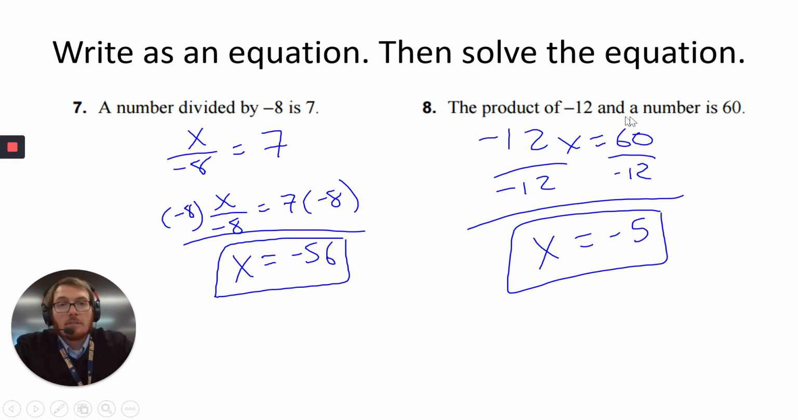The next one, the product of negative 12 and a number, so negative 12 times x would be 60. To get rid of negative 12, you divide by negative 12 on both sides, and you get an answer of x equals negative 5.